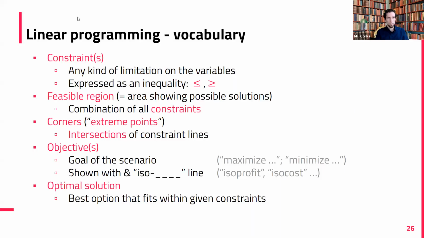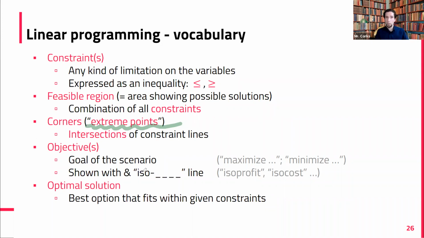These are all the fancy terms that we use, so constraints and feasible region and corners. Some textbooks, instead of corners, will call them the extreme points. I think that name is a little bit silly, so I'm just calling them corners.